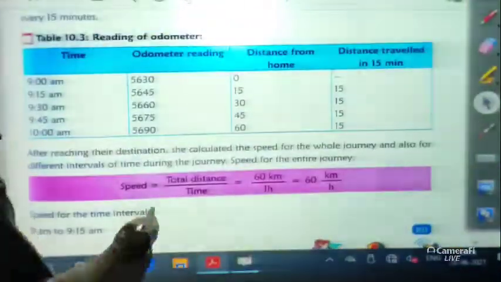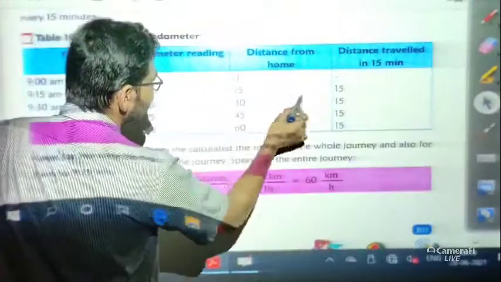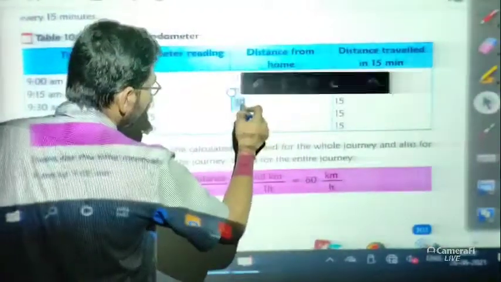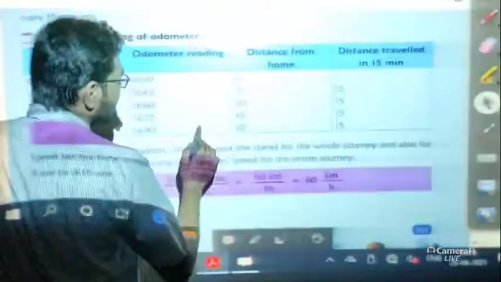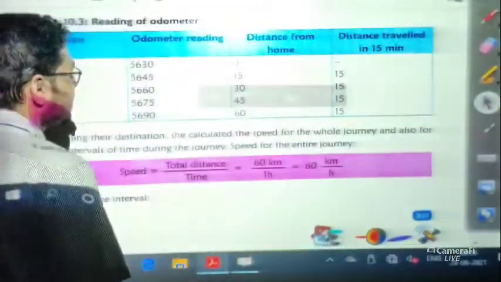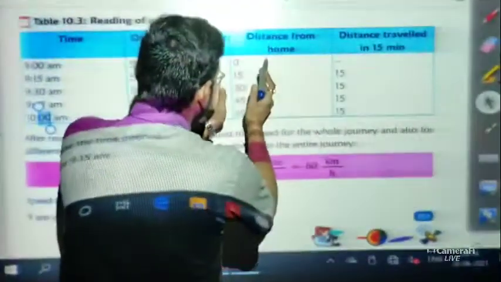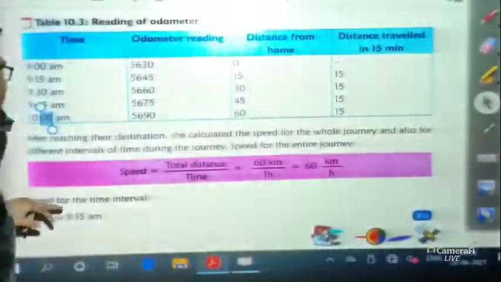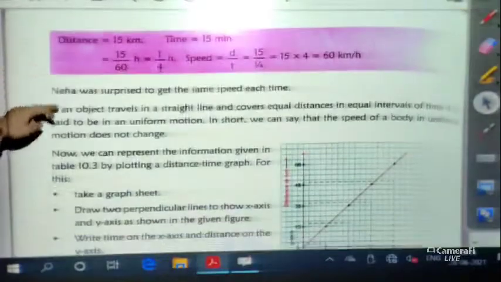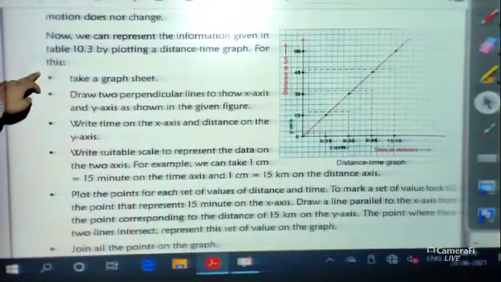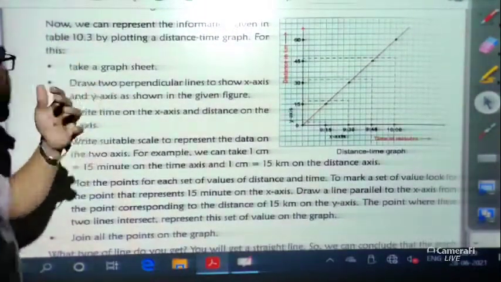Let me show you that it covers equal distance in equal time. You can see here 15 kilometer distance in 15 minutes, then also 15 kilometer distance in 15 minutes, then next 15 kilometer distance in 15 minutes. So it covers equal distance in equal time. That's why we call it uniform motion. Now we can represent this information in a graph. Just have a look.